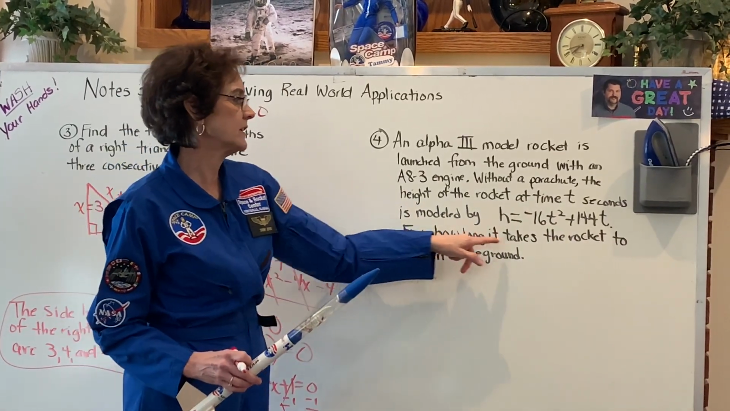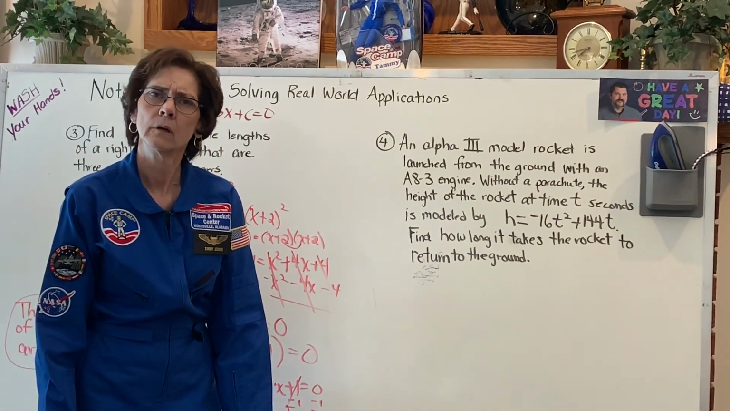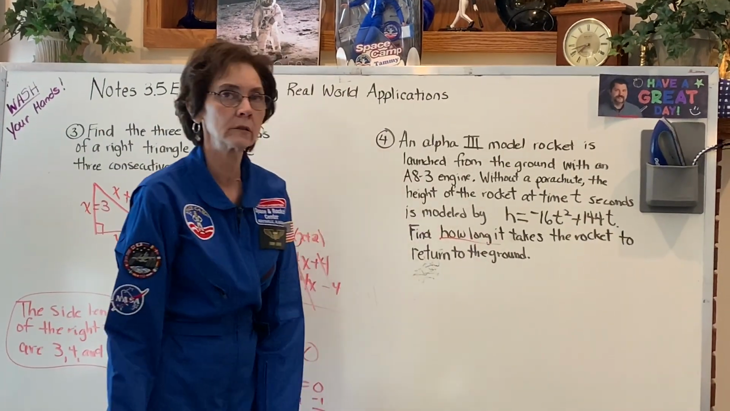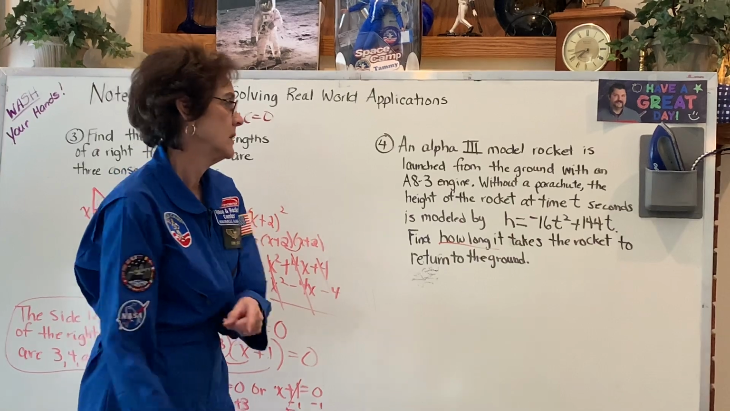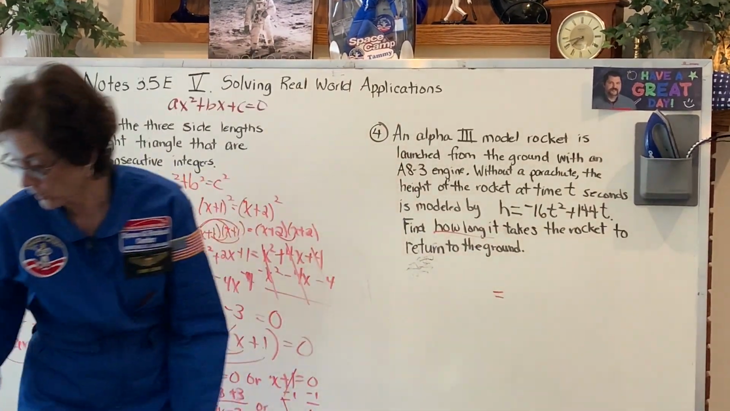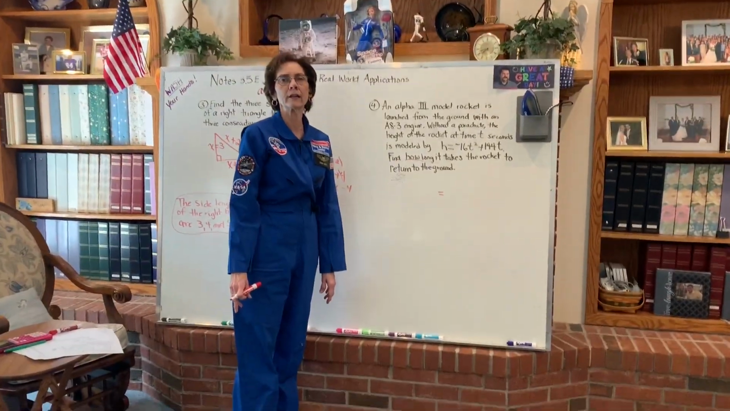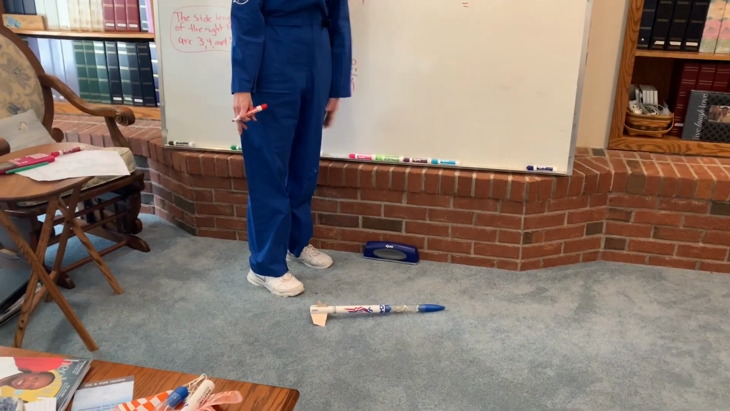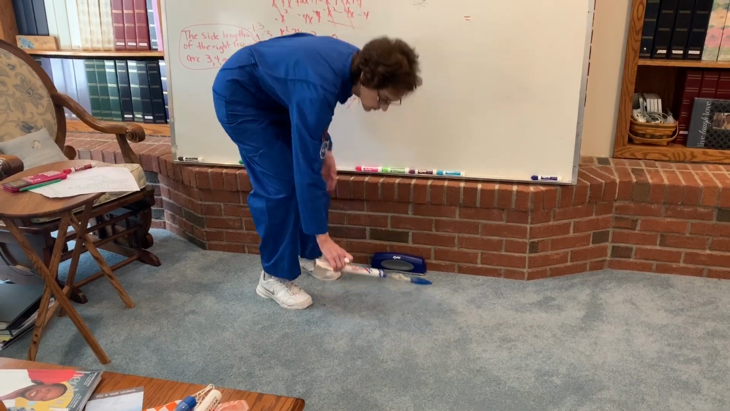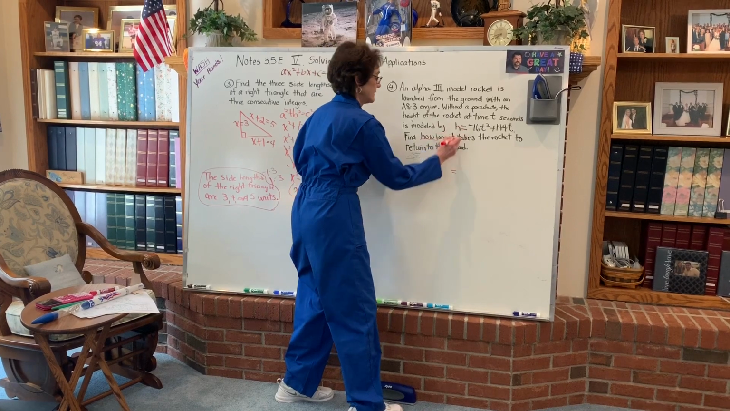It says find how long it takes the rocket to return to the ground. Okay, so what am I looking for? How long? That's the time. I'm looking for the time. So when I do my equation, what is the height? Okay, if the rocket is on the ground, what's the height of the rocket? How high is it? It's 0. It's on the ground. It's 0. So that's how you're going to solve it. You're going to let the height be 0.